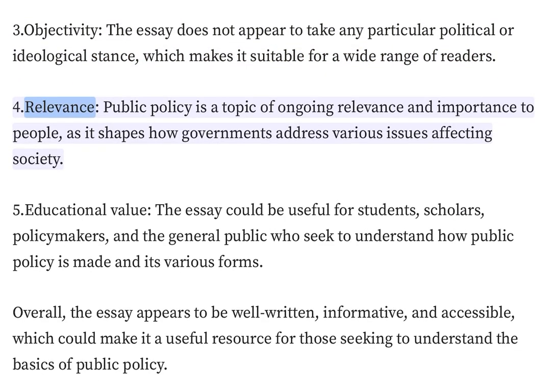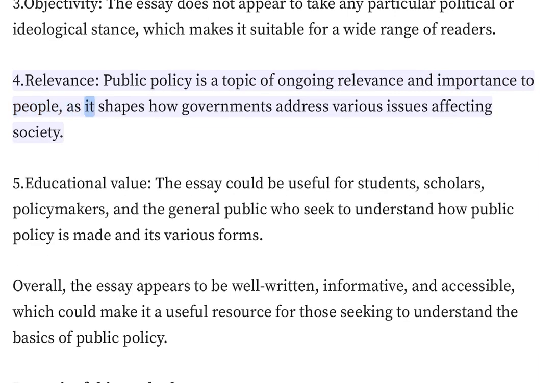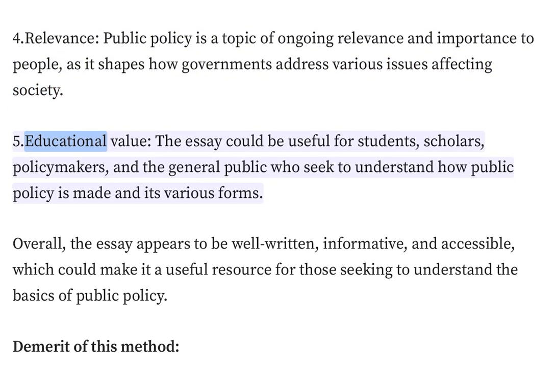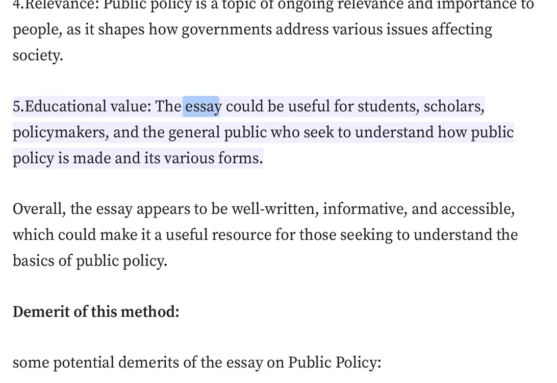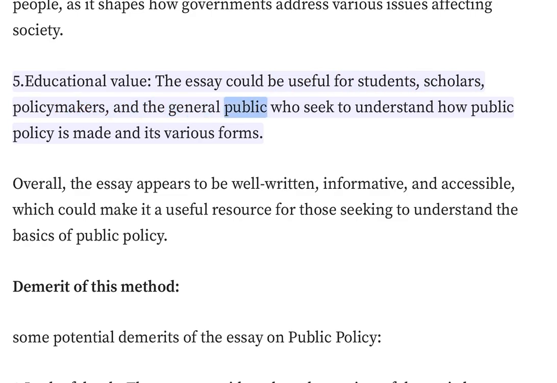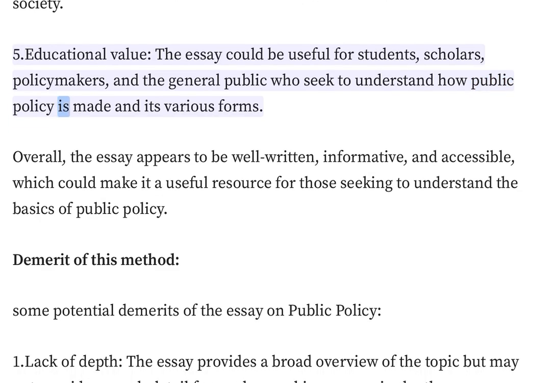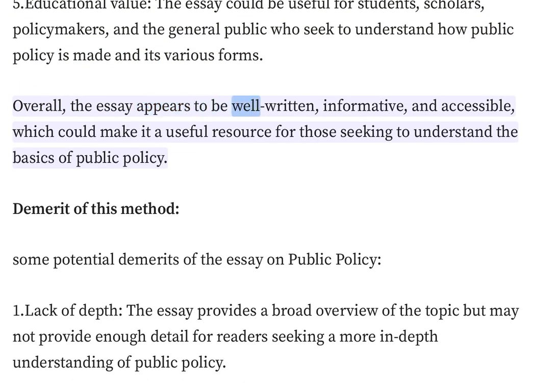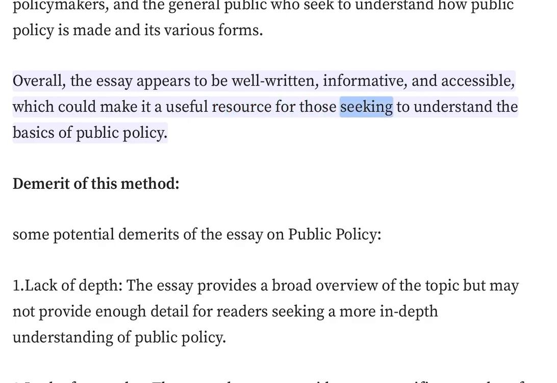4. Relevance. Public policy is a topic of ongoing relevance and importance to people, as it shapes how governments address various issues affecting society. 5. Educational value. The essay could be useful for students, scholars, policymakers, and the general public who seek to understand how public policy is made and its various forms. Overall, the essay appears to be well written, informative, and accessible, which could make it a useful resource for those seeking to understand the basics of public policy.